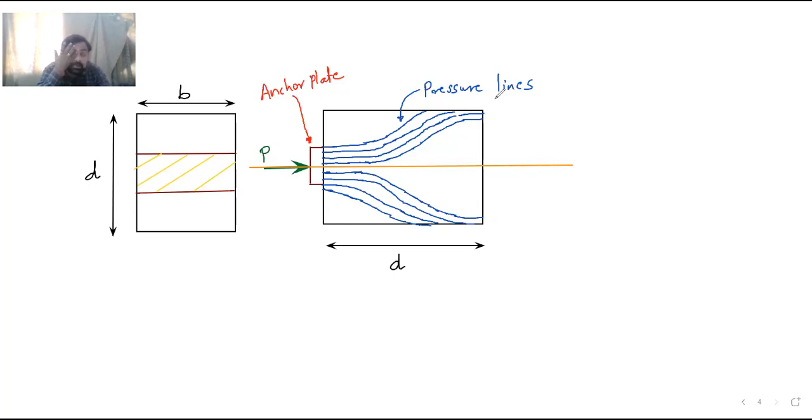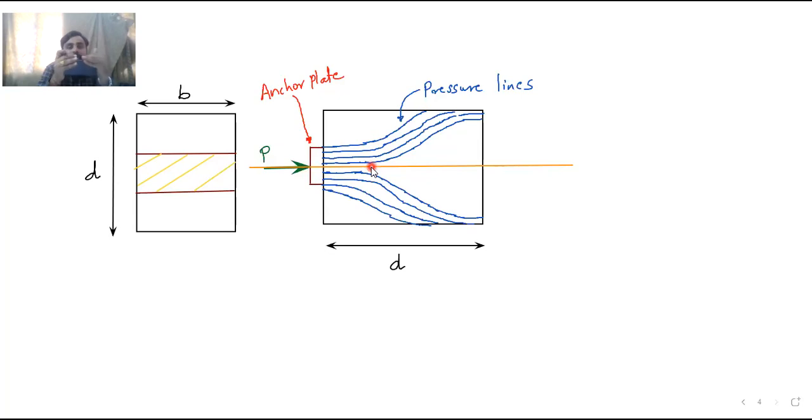What is meant by bursting forces? Bursting forces arise due to the pre-stressing force. Here is the anchor plate. The pre-stressing force is transferred to the tendons and the surrounding concrete with the help of this anchor plate, and due to this, a high concentration of compressive stresses gets developed. It will try to compress like this.